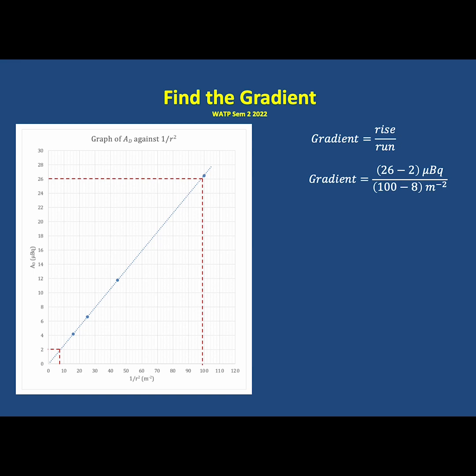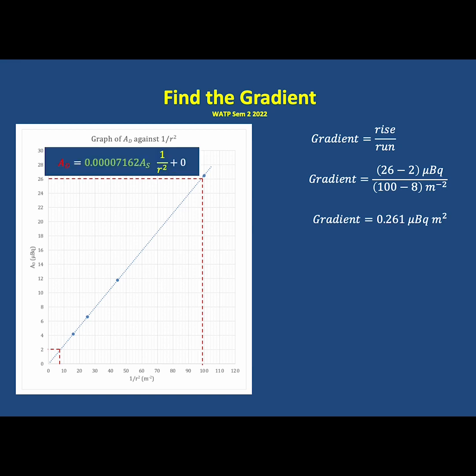it's 26 minus 2 microbecquerels. The units matter. The run, according to us in physics, is 100 minus 8 meters to the neg 2. Again, the units matter. We get out the calculator and we find that the gradient is equal to 0.261 microbecquerels meters squared.